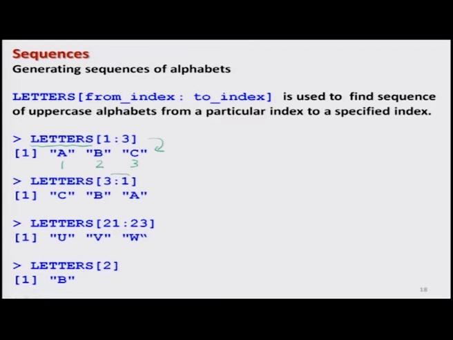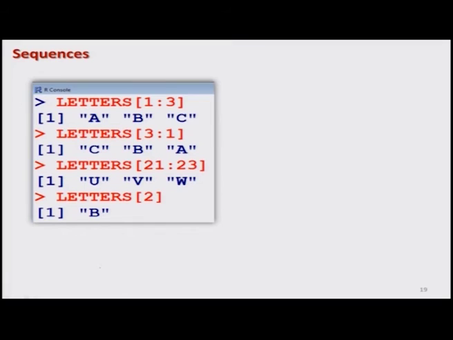And the reverse can be obtained by the same thing with LETTERS inside the square bracket 3:1, and this will give me ABC in the reverse order, that is CBA. And similarly, if I want the positions from 21 to 23 in the indices vector, then I get U, V and W. U is at the 21st position, V is at the 22nd position and W is at the 23rd position. And if I want a particular letter from a particular position, I can give LETTERS and then 2, and B is at the second position. So, this is how I can obtain different types of output, and you can see here the screenshot.